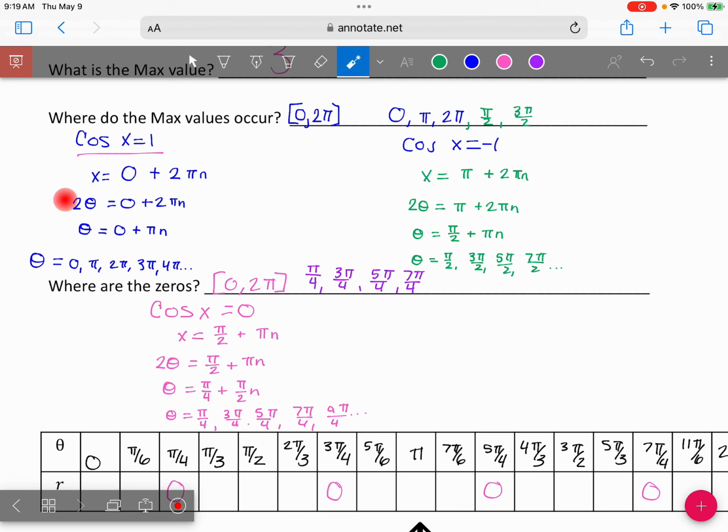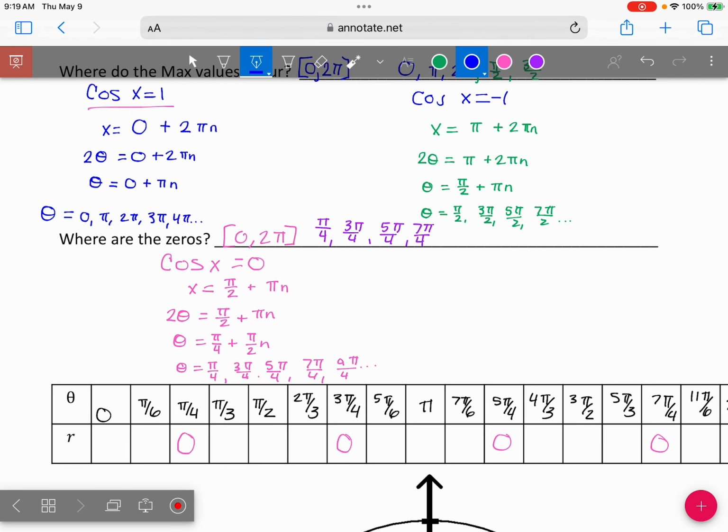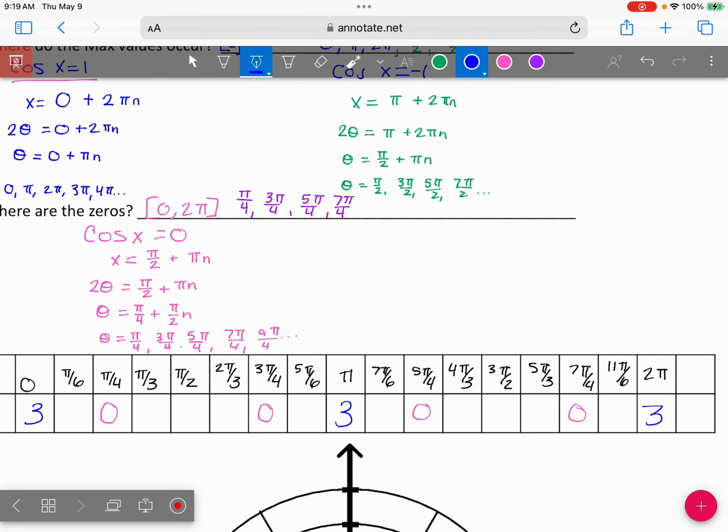Where my cosine equals 1, they're going to have a value of 3. So any of these ones, my 0, pi, and my 2 pi, are all going to have a radius of 3. When my cosine equals -1, it has the same value, it's just negative.